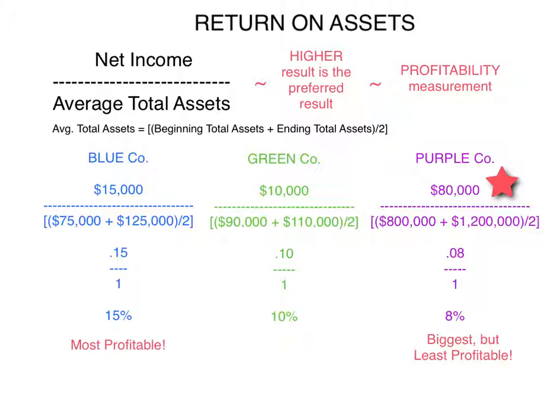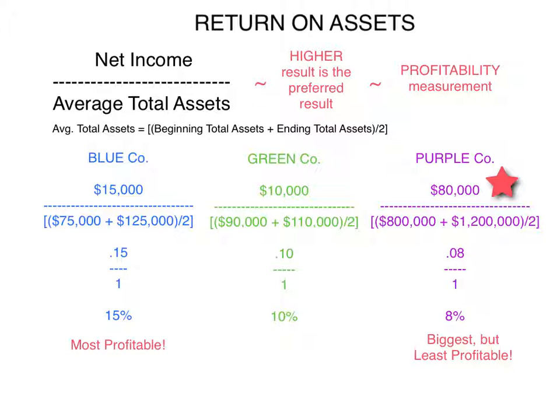In this case, I made both Blue and Green Company have average total assets of $100,000. So when looking at their net income number, we would say, oh yes, I would like to earn $15,000 rather than $10,000 on my average total assets. Therefore, Blue Company was more profitable. But now if we look at Purple Company, true ratio analysis takes the size of the company out of play. Therefore, we don't just look at Purple Company's $80,000 of net income.